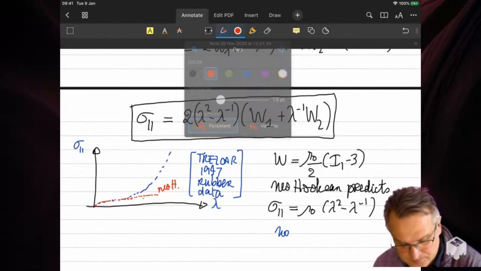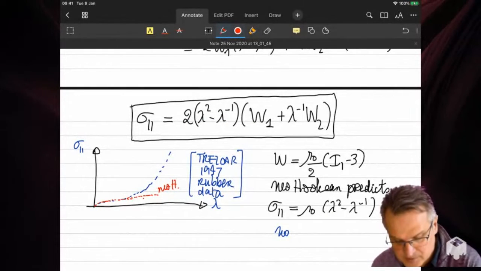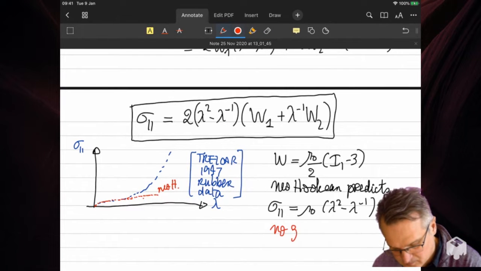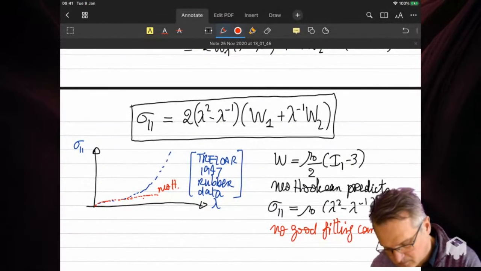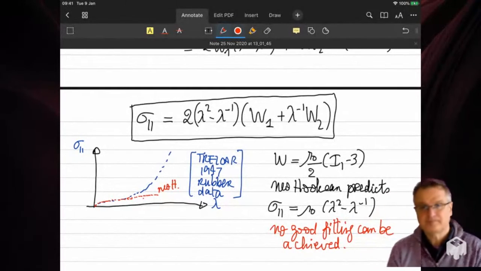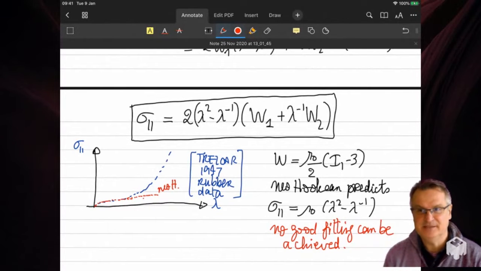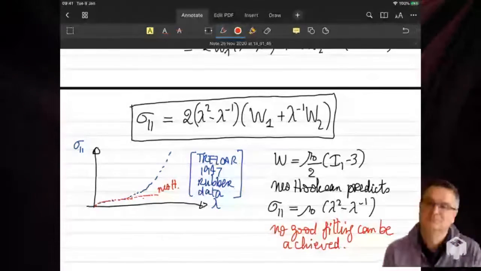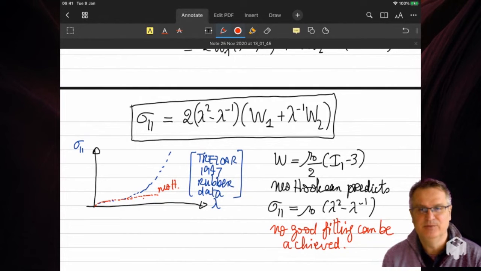Okay, so that's just no good. Neo-Hookean, no good. At least for rubber. Yeah, that's science. You have a model, you have experiments, you try to reconcile them. If you can, good. If you can't, you have to drop the model.